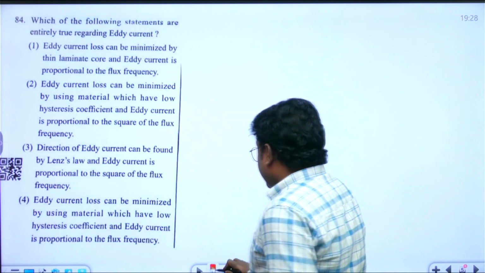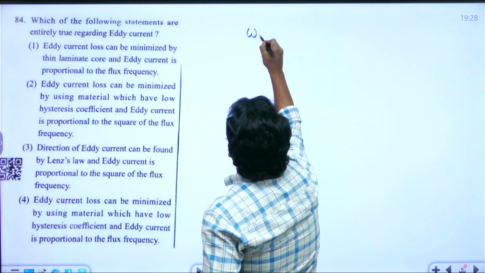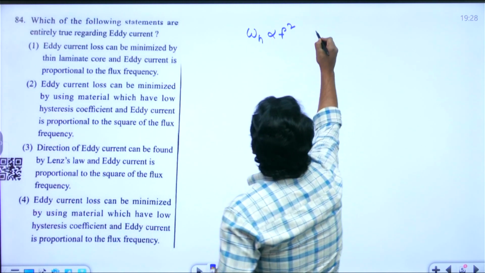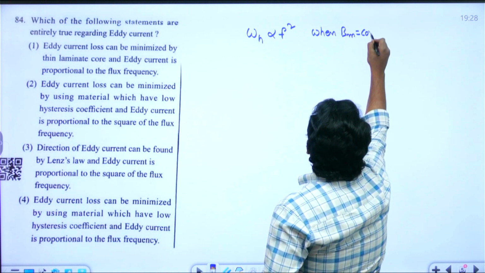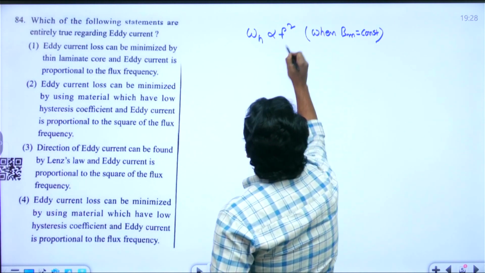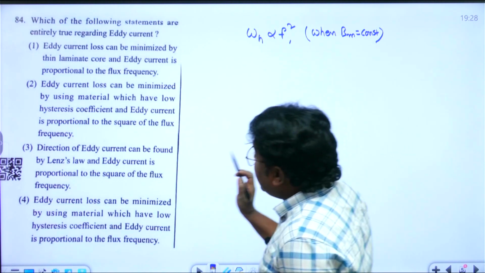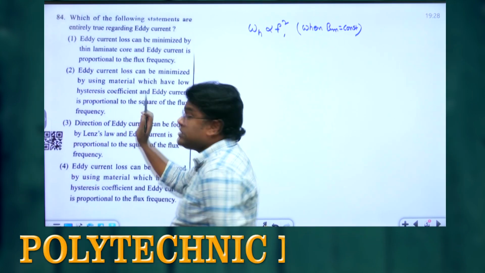frequency. So here, always, the eddy current loss is directly proportional to the square of the frequency when B maximum is constant. Okay, B maximum is a constant. So this is the eddy current loss. And next one, eddy current losses can be minimized by using the material which has a low hysteresis. No, it is not at all correct.